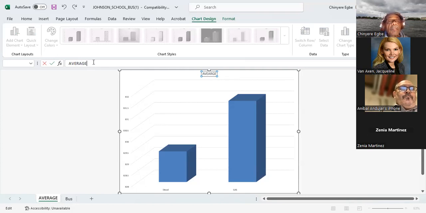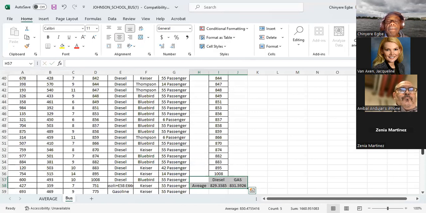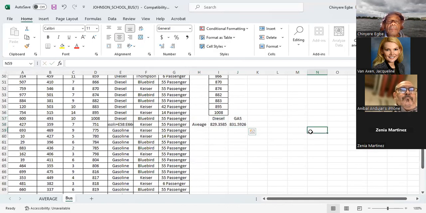I'm just going to give it a very simple label: averages compared. And you give it a label if you want. So let's go back to the data. Now the standard deviation.